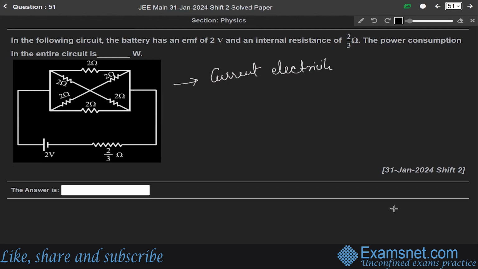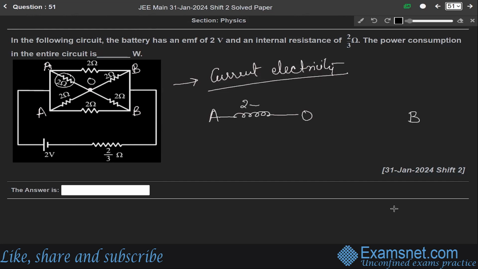Current electricity. Now from the circuit diagram, if this point is A, so this point is also A. If this point is B, so this point is also B. And this point is O. So A, O, B. Between A and O, there is a resistor of resistance 2 ohm.